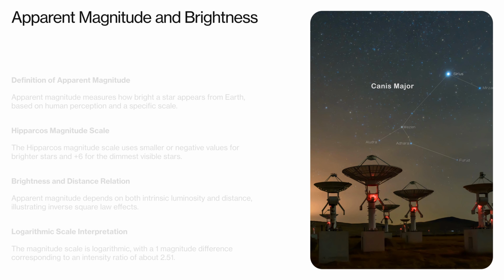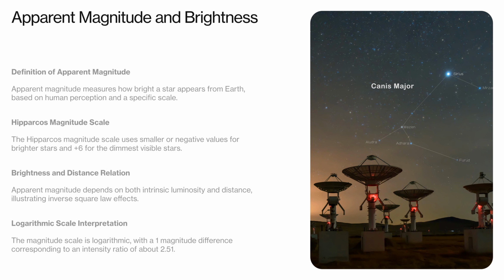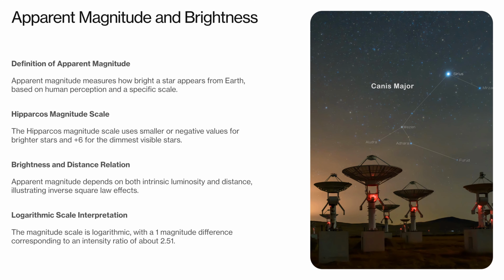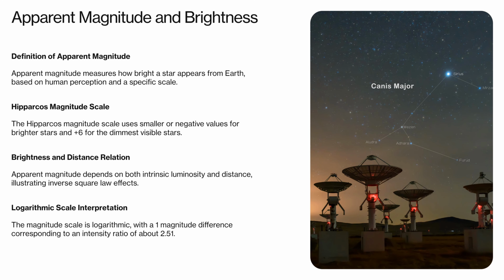Apparent magnitude is a measure of how bright a star appears from Earth and is a subjective scale based on human perception. In the Hipparcos magnitude scale, smaller or negative values correspond to brighter objects, and the dimmest stars visible to the naked eye have a magnitude of about +6. The scale is logarithmic. A difference of 1 magnitude corresponds to an intensity ratio of approximately 2.51.